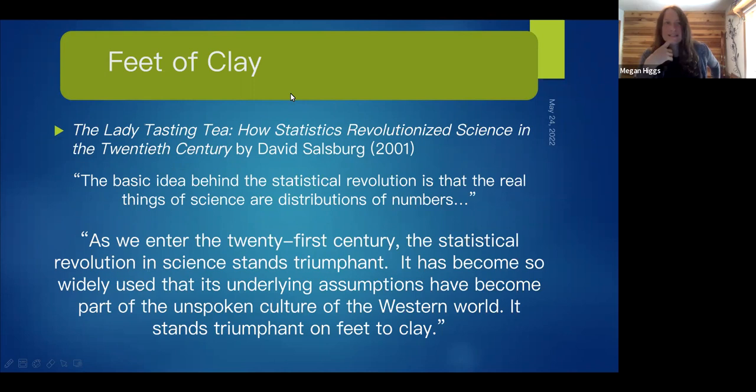So a couple of things that Salzberg says. So the basic idea behind the statistical revolution is that the reality of science are distributions of numbers. This kind of gets back to my methods focused idea. And as we enter the 21st century, the statistical revolution in science stands triumphant. It has become so widely used that its underlying assumptions have become part of the unspoken culture of the Western world. It stands triumphant on feet of clay.